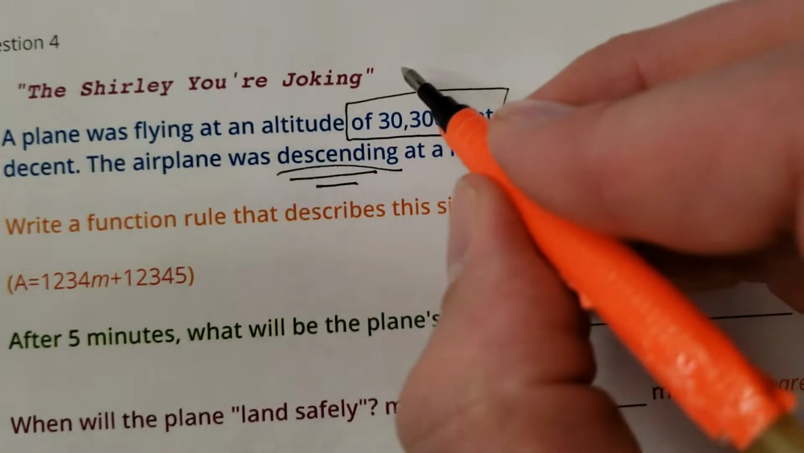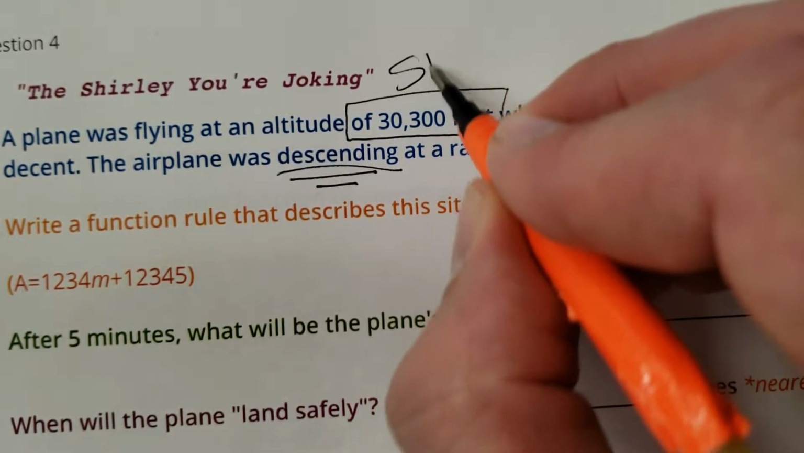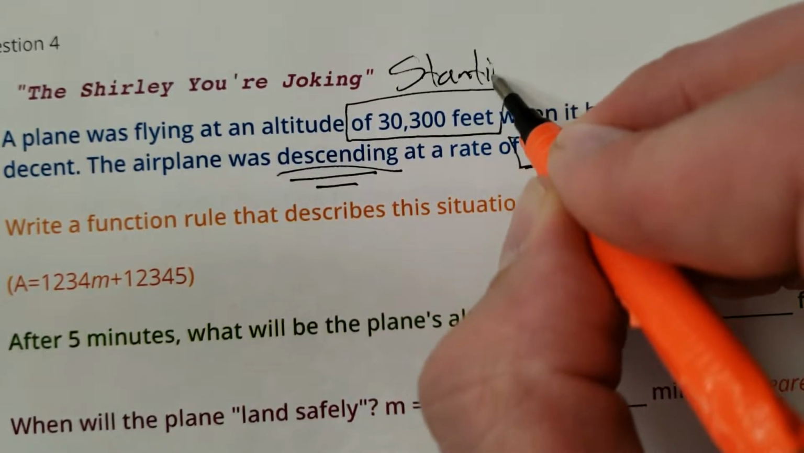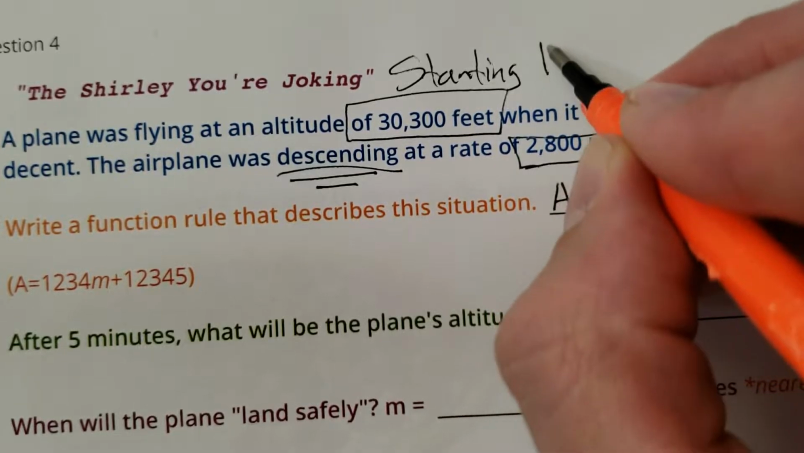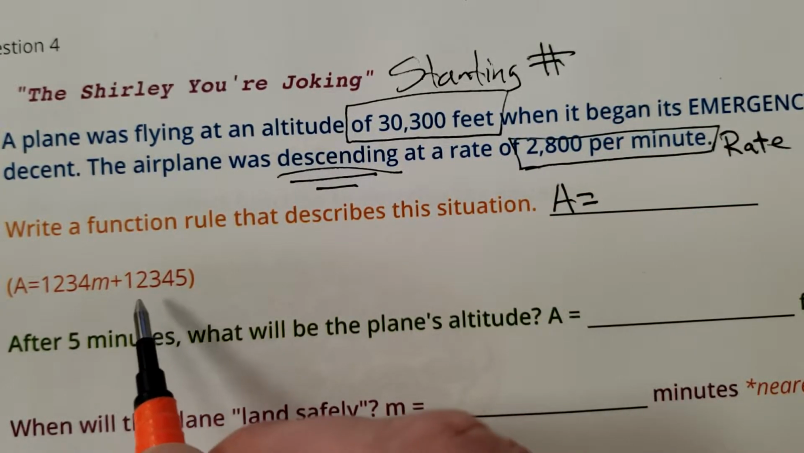Okay, and then this looks like my starting amount. We'll call it the starting amount. So I said it's called the starting amount. Starting number, also known as the y-intercept. There you go, right there. Look at this.